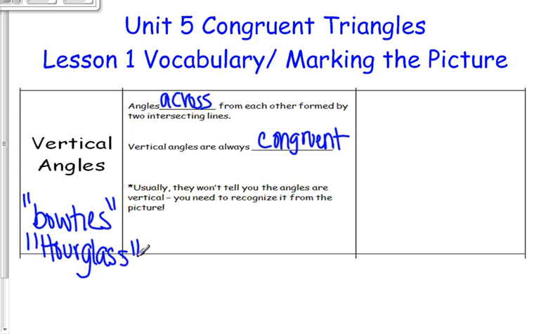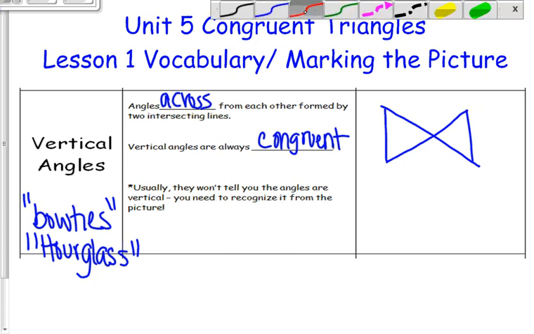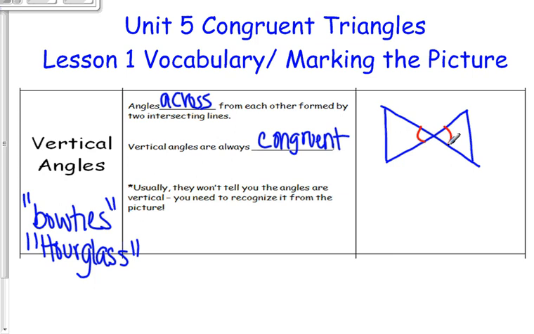They hardly ever tell you that things are vertical. You have to know that they are vertical. So for us, it's mostly going to look like that bow tie, especially with triangles. Whenever we have this bow tie shape, we need to know that those angles directly across from each other are going to be congruent to one another.